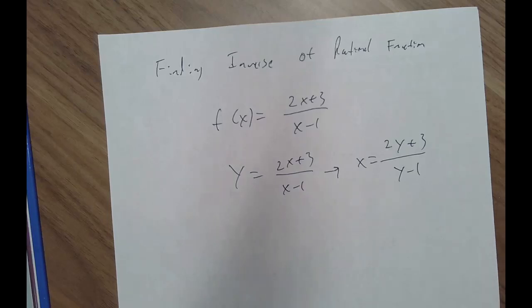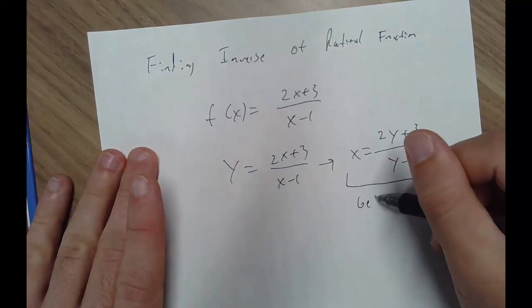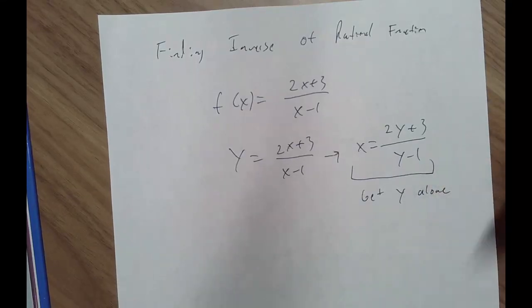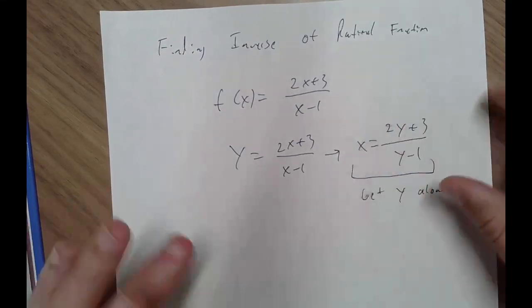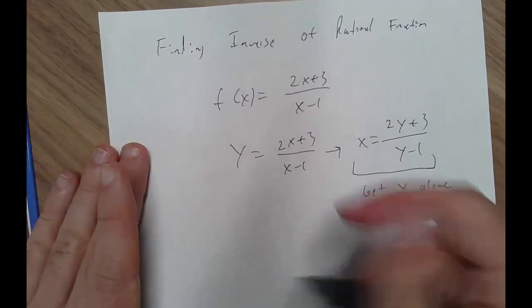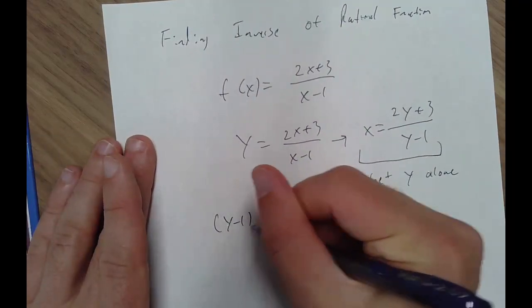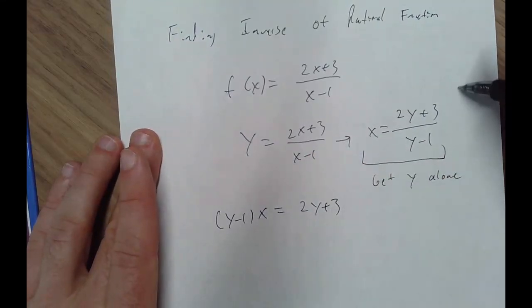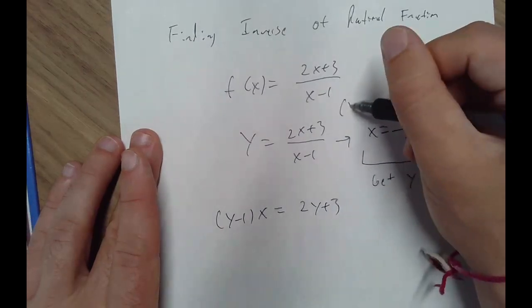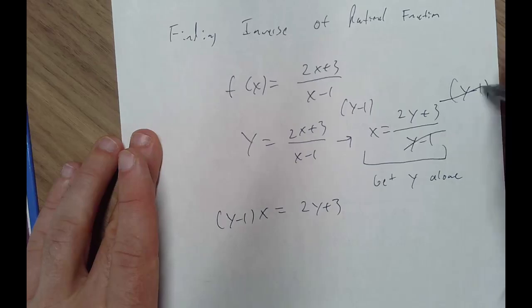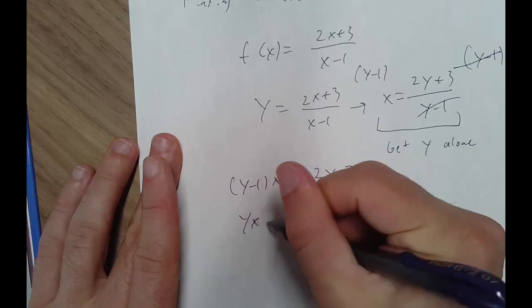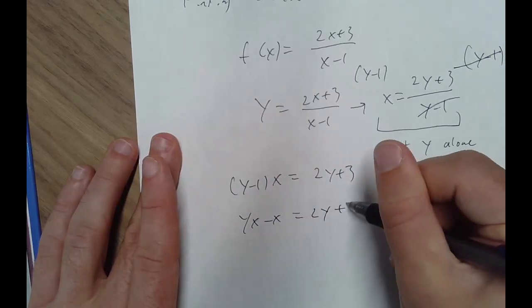This is kind of the tricky part, mainly just because of the algebra. We have to get y alone, right? How do we do that? We're going to get rid of this denominator. So we're going to multiply both sides by y minus 1. So we have parentheses y minus 1, x equals 2y plus 3. You follow me there? That cancels here, so we end up here. Then we're going to multiply this through. We're going to have yx minus x equals 2y plus 3.